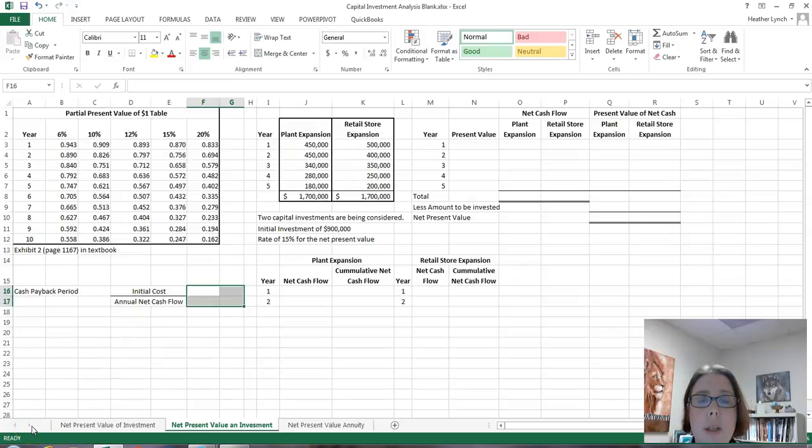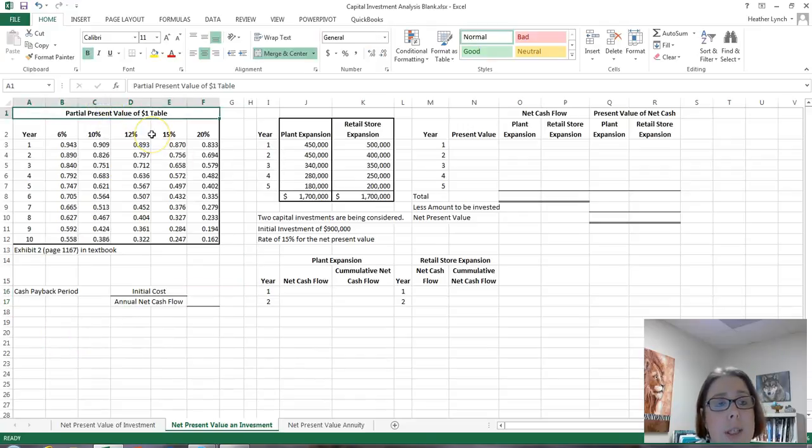Okay, so this is another situation. This is another capital investment analysis. What I'm looking at is the option to have a plant expansion or a retail store expansion. And the company is looking at both of these capital investments, the initial investment of $900,000, and they're expecting a rate of 15% for their net present value.